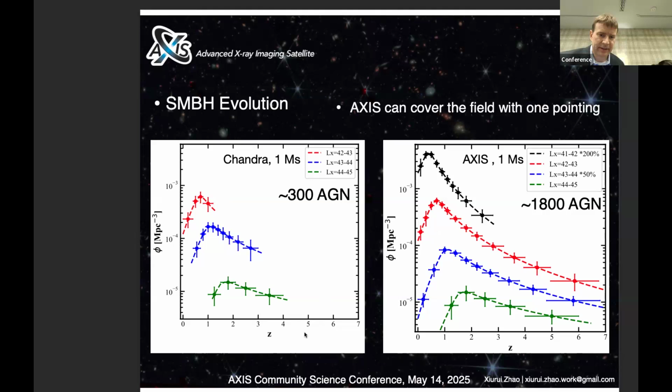However, if we have AXIS, which has a much better effective area, a flat PSF, and also a much larger field of view, one AXIS pointing can cover the entire field, while Chandra needs 5 pointings. With a 1 million second AXIS observation, we can constrain the number density of all the different luminosity AGN up to redshift 7, and we can detect 1800 AGN in just 1 million seconds. More interestingly, we can also detect a lot of faint, low luminosity AGN below 10 to the 42.